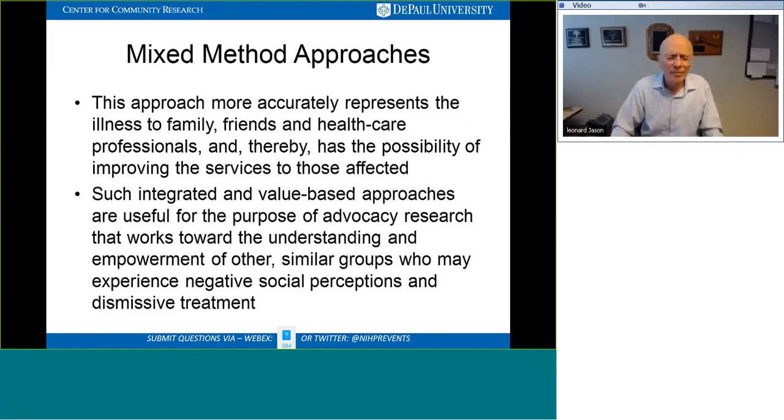So let's talk about mixed method approaches in general. This approach more accurately represents the illness to family, friends, and healthcare professionals, and thereby has the possibility of improving the services to those affected. These types of integrated and value-based approaches are useful for the purpose of advocacy research that works toward the understanding and empowerment of other similar groups who may experience negative social perceptions and dismissive treatment.